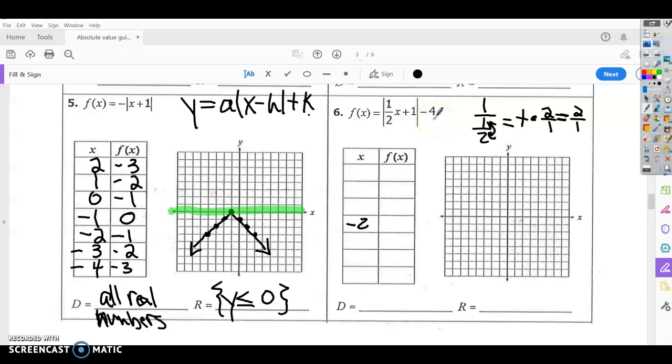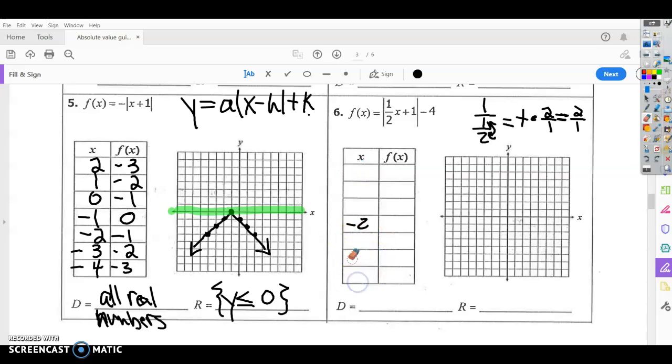All right, then I'm going to go on both sides. I'm going to go -1, 0, and 1. And then I'm going to go -3, -4, -5. Actually, since I can pick x's, I can pick anything I want. Let's change this just a little bit. So -2 was my vertex. Let me show you what I'm going to do here.